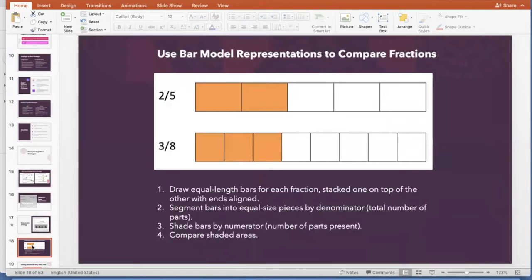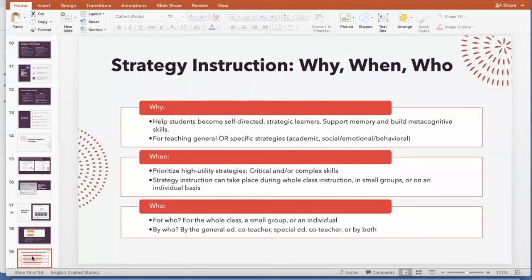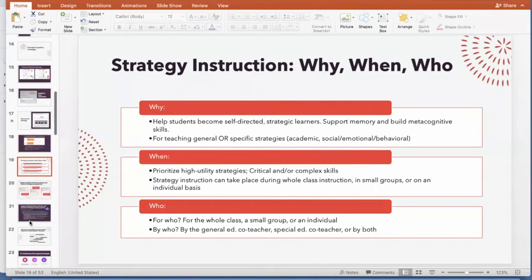And then there are procedural strategies, which are essentially just sets of procedural steps that students can follow to solve a specific type of problem. So these are more specific to one type of problem versus the other examples that we've looked at so far that span a bunch of different problems.